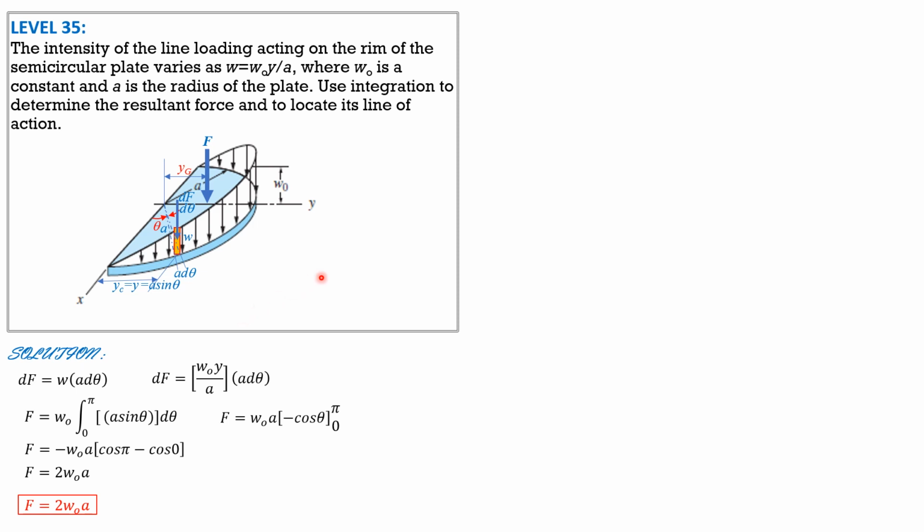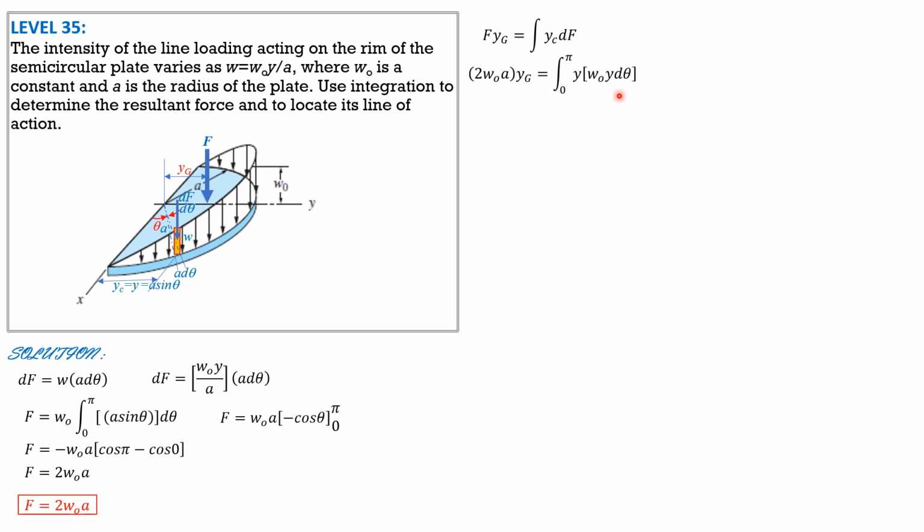F times xg, and yg, is the integral of y sub c dF. So there's no need to derive xg because by symmetry it is 0. So substitute y sub c, which by the way is y, and it is A sine theta also. So 2 W0 A yg equals the integral from 0 to pi of y times W0 Y d theta.